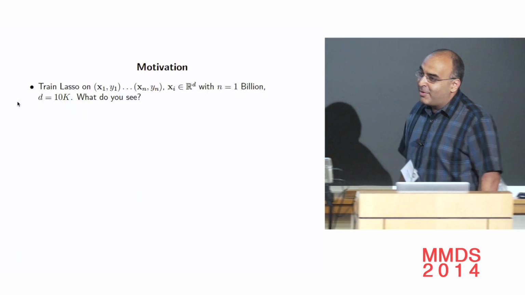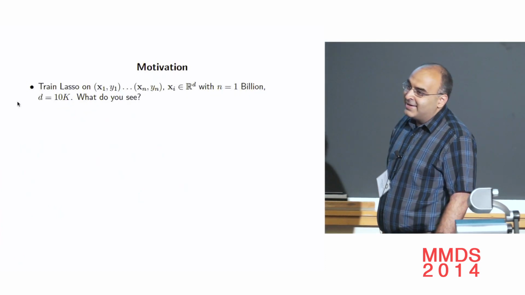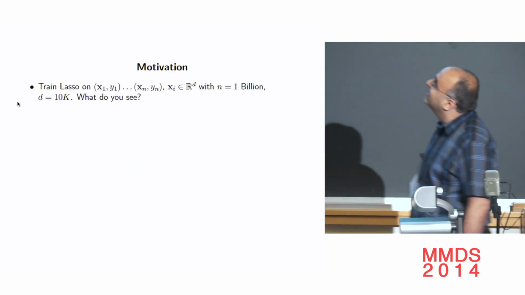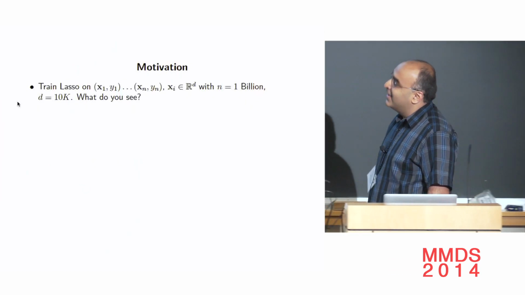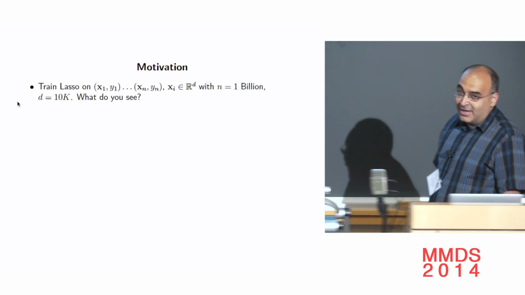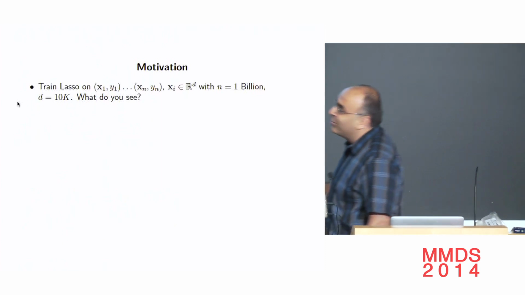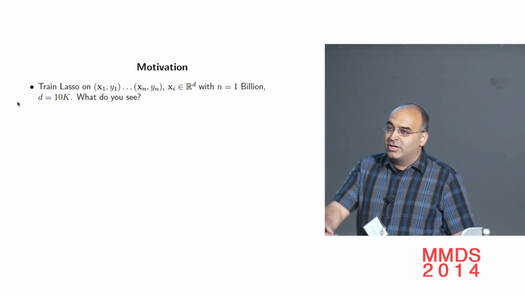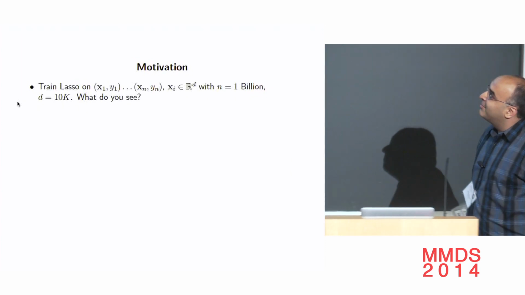So I give you a problem. I give you XY pairs, and I say train lasso on this problem. I have n data points. The data lives in R^d. N is 1 billion. D is, let's say, some high dimensional thing, so 10,000. And then I ask you, what do you see, right? And there are a variety of responses.